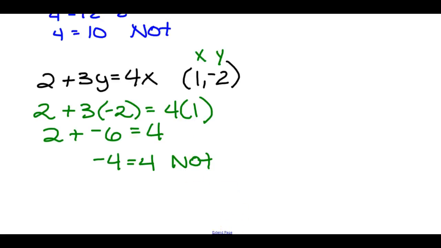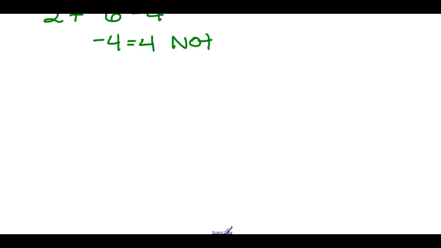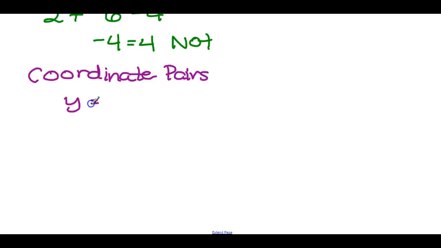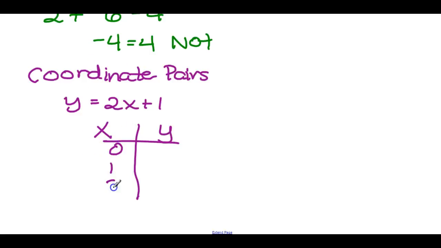Okay, so just be careful of those. The other one we want to look at is coordinate pairs. So y equals 2x plus 1. And I want to know what are some coordinate pairs. So I'm going to make a table, an x and y table. And I'm going to come up with 3 different values. They can be anything you want. I want to start with 0, 1, and 2.